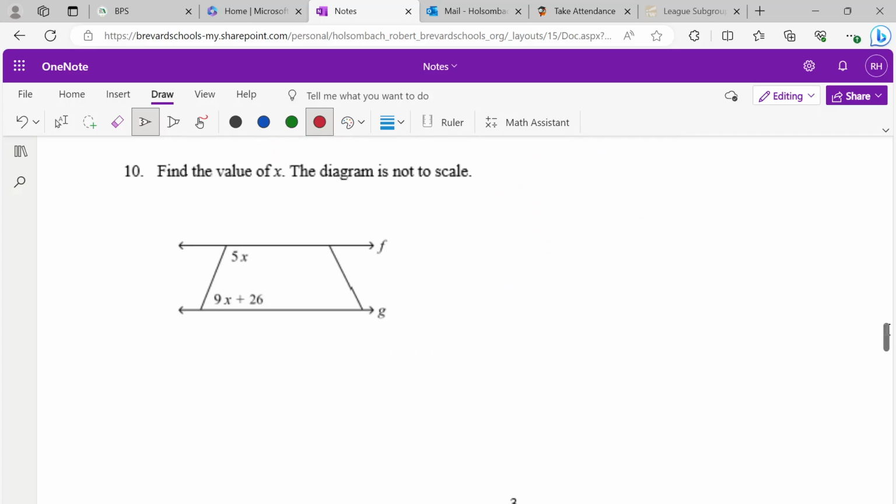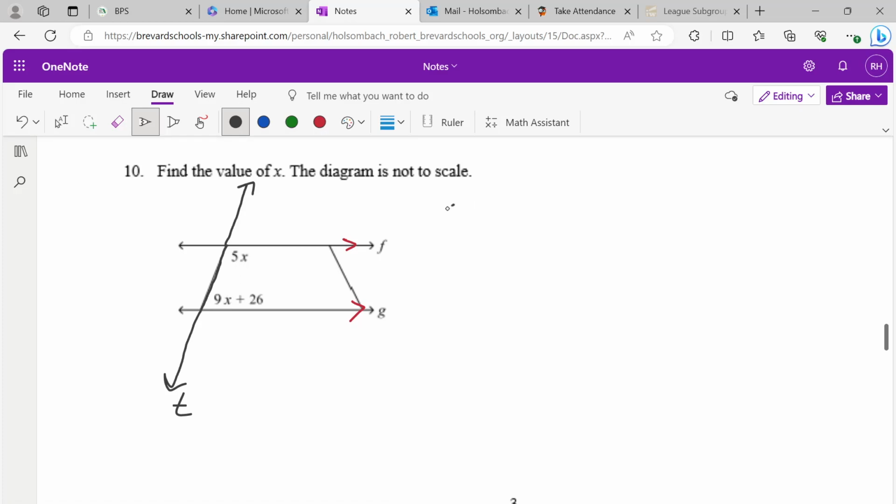All right, number 10. Find the value of x. The diagram is not to scale. We are assuming here that F is parallel to G. Now, what helps on this problem is if you just extend this diagonal here. And now we've got a transversal that intersects two parallel lines. The two angles are consecutive interior angles, and they're supplementary.